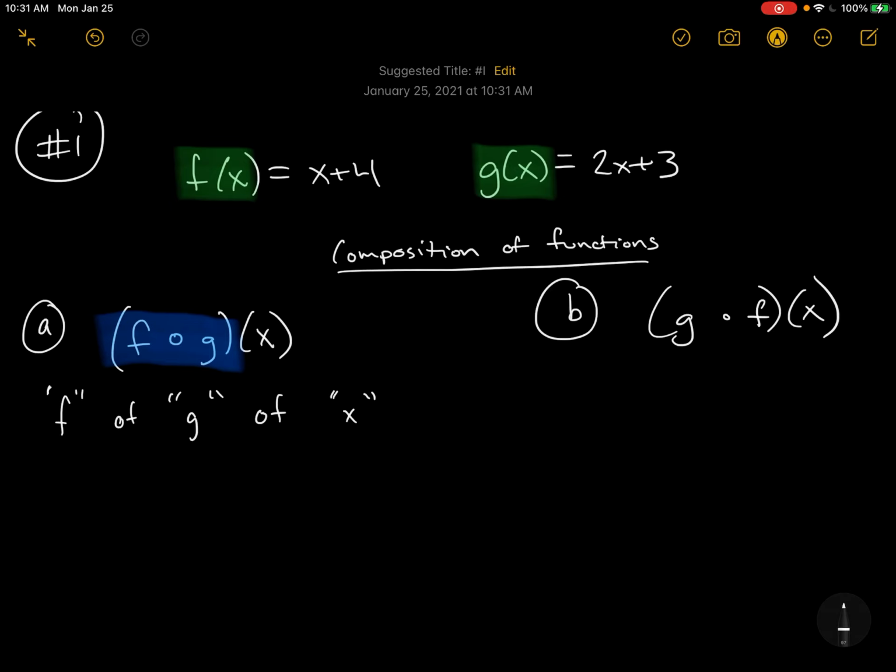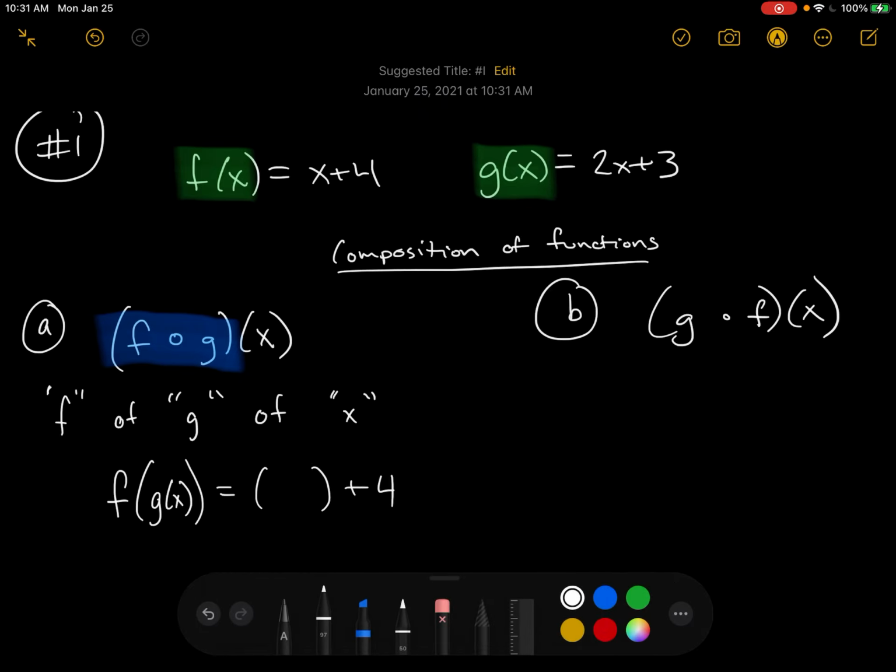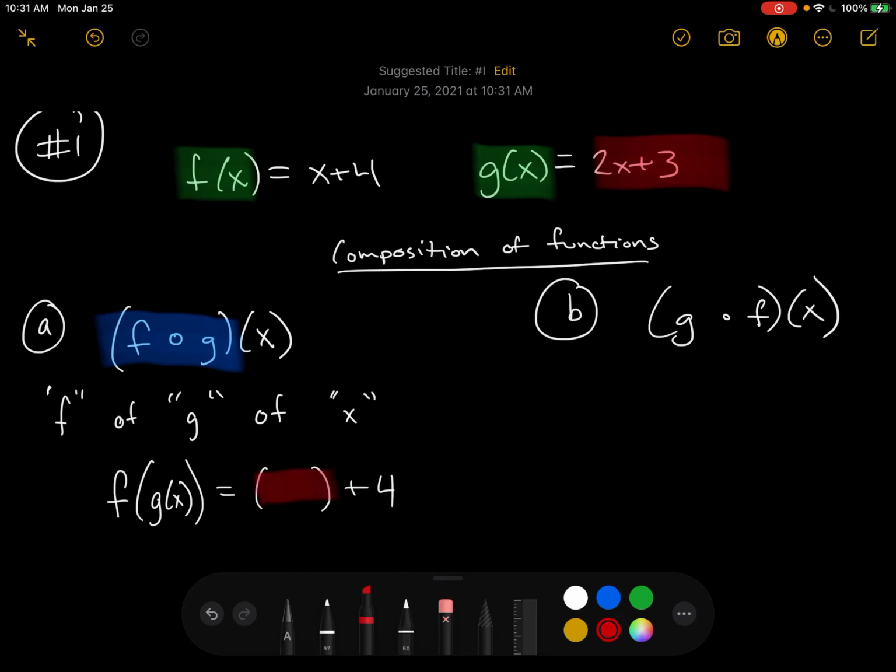So what we do to start is we have our f of x term, and instead of the x, we're actually going to replace the x with g of x. So in our function x plus 4, wherever we see an x, we're going to replace that x with whatever the value of g of x is. So in here, in red, we see that's 2x plus 3. So that's what we're going to write down right here.